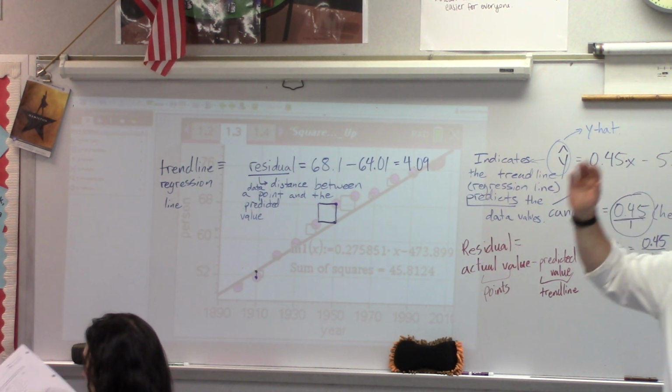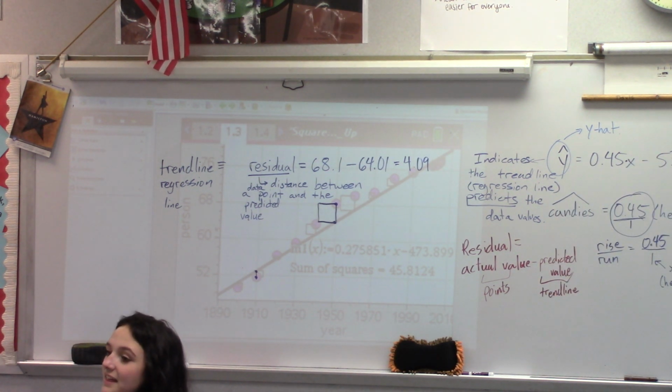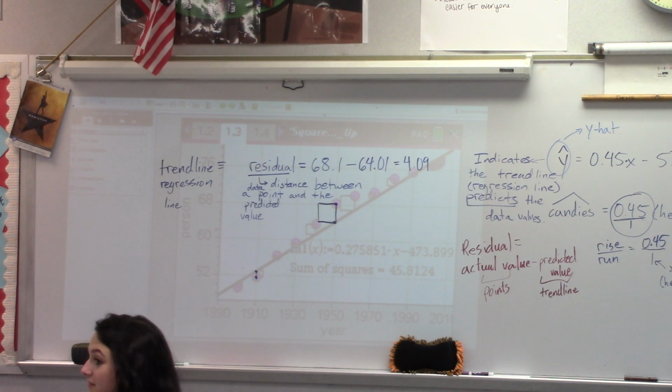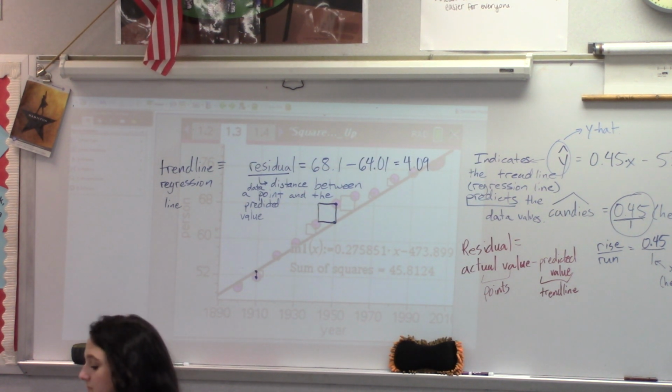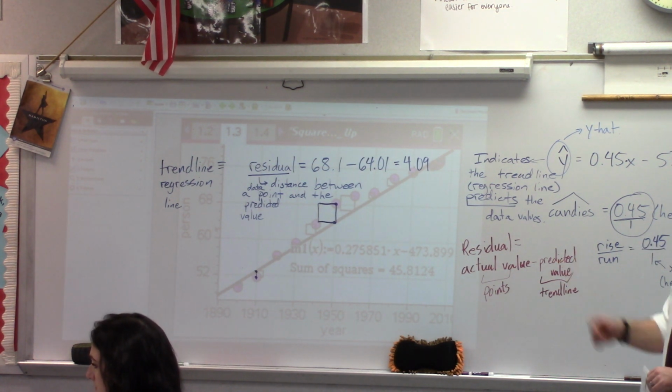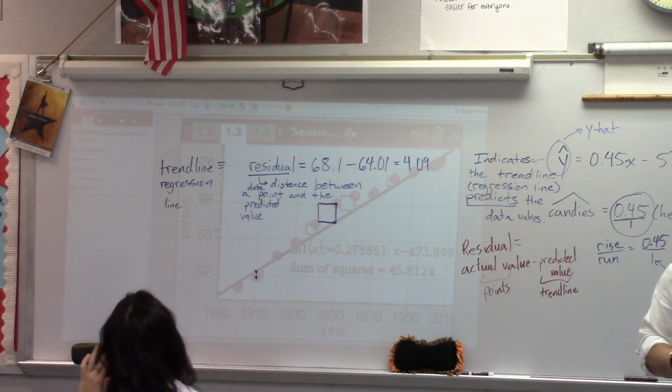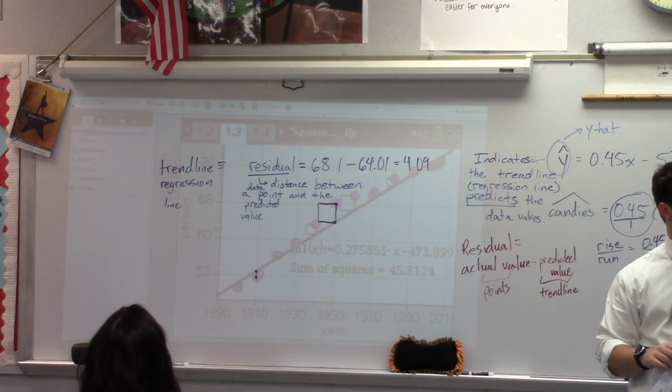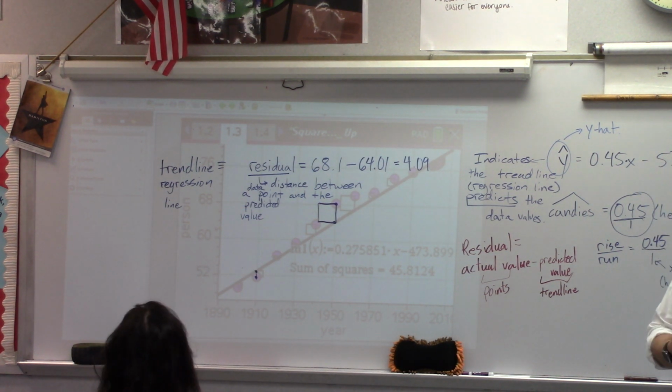Alright. So, what is the smallest value that y'all found for the sum of squares? 60? 54? 49.2. 66? 49.2. 49? Anyone get below 45? I got 43.7. 43.7? So here's what I want y'all to notice.